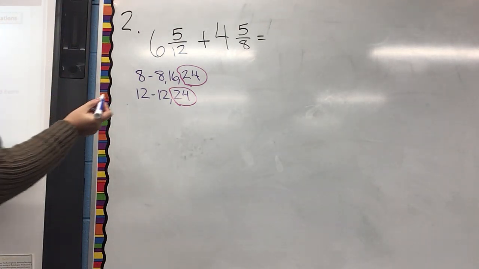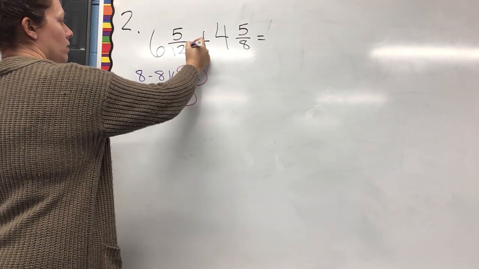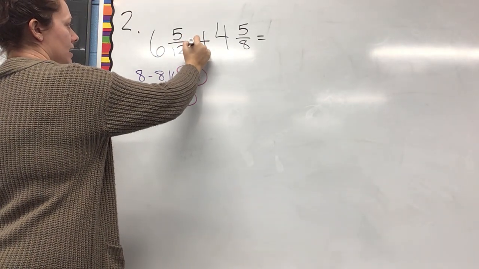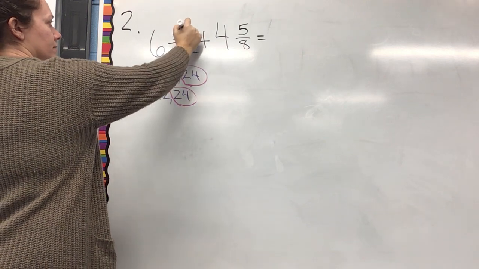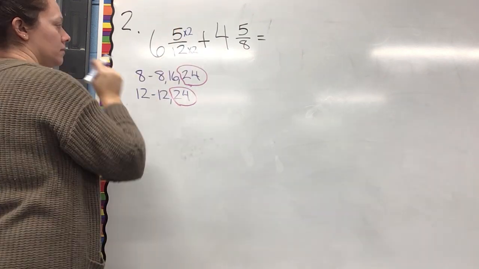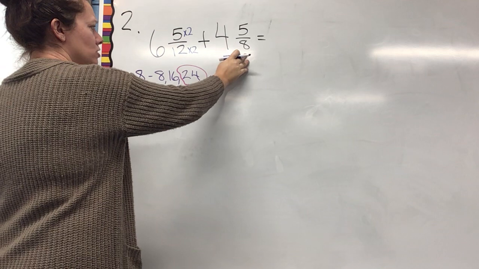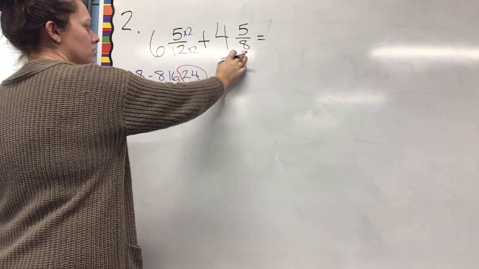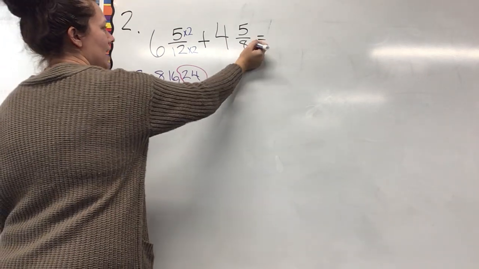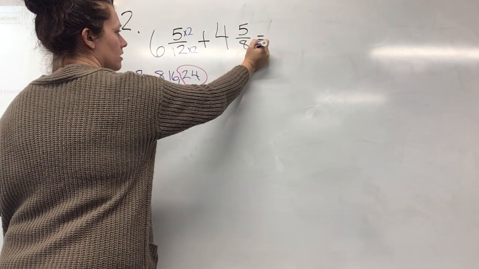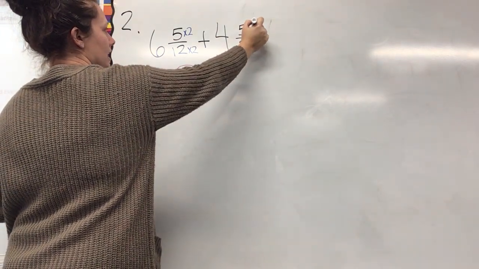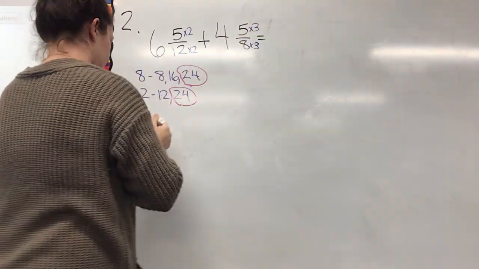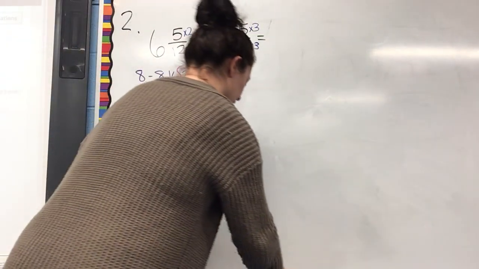All right, 12 times what would give me 24? 12 times 2. And when I do the bottom, I also have to do the top, so times 2. And I need this 8 also to be a 24. So 8 times what would give me 24? 3. When I do the bottom, I have to do that to the top too. Let's rewrite my new fractions.